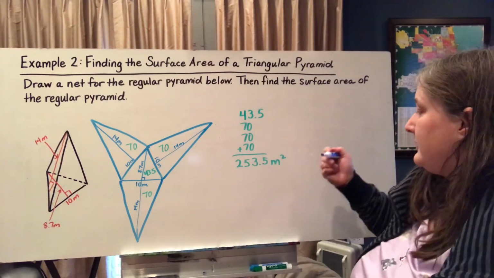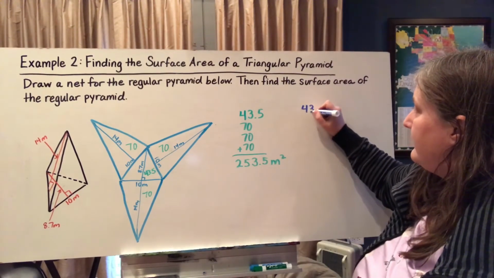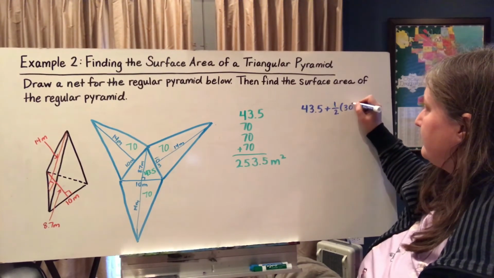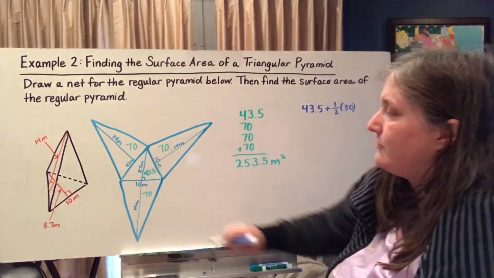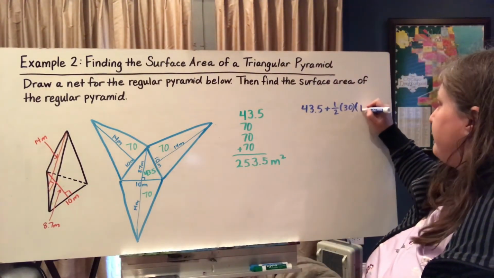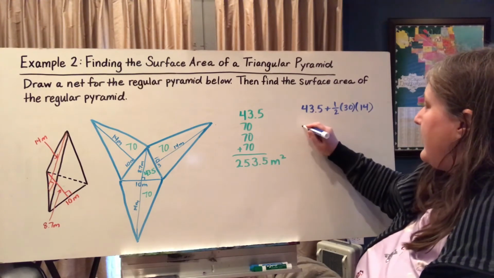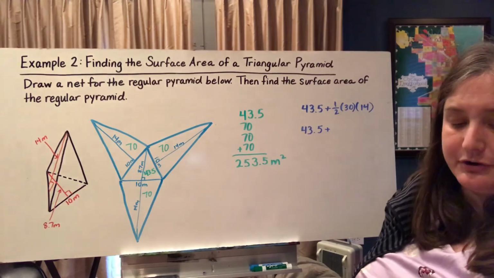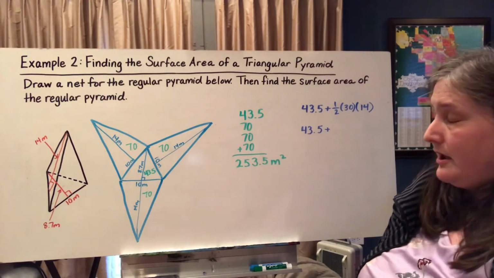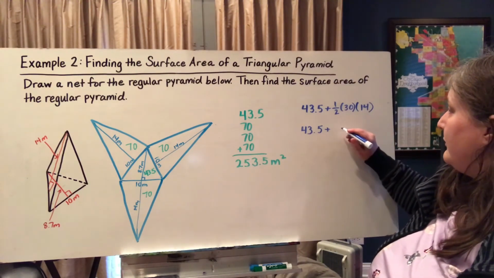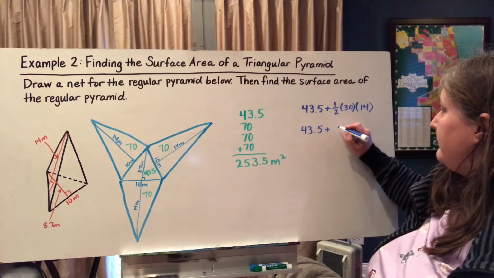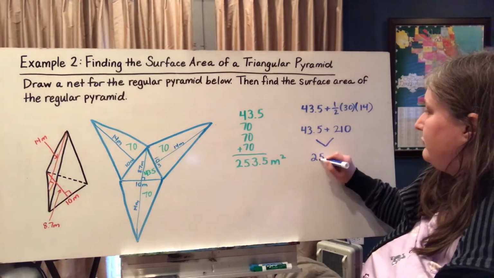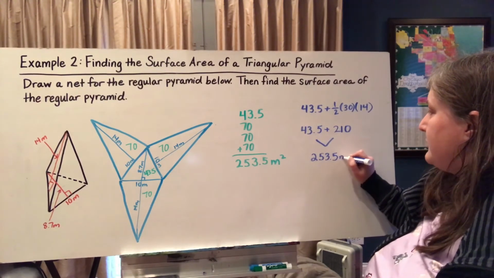The area of the base here was 43.5 plus half of the perimeter of my base, the perimeter is 10 plus 10 plus 10, or 30, times my slant height of 14, and I have 43.5 plus half of 30 is going to give me 15. 15 times 14 is going to give me 210, and altogether this is going to give me a total of 253.5 meters squared.